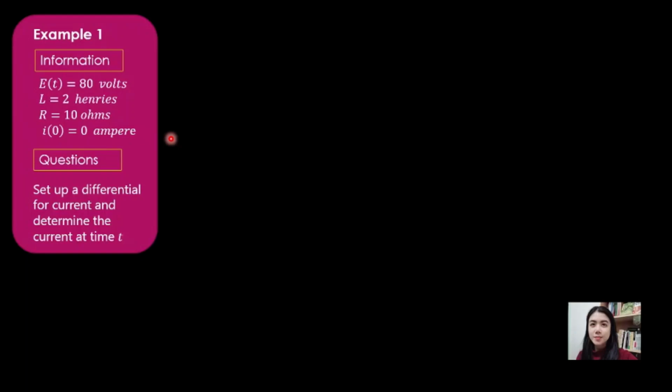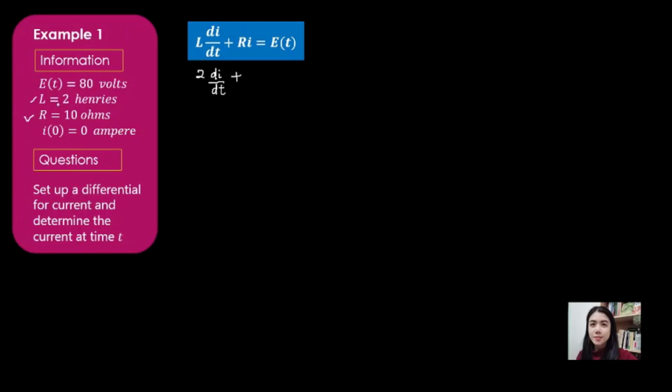Once we have gathered the information, let's begin to solve this example using the differential equation. Let's do the substitutions. The value of L is 2 Henry, so we have 2 di/dt, plus R, which is 10, times I, equals E, which is 80. This is the differential equation for the current, so we have managed to set up the differential equation for the current.